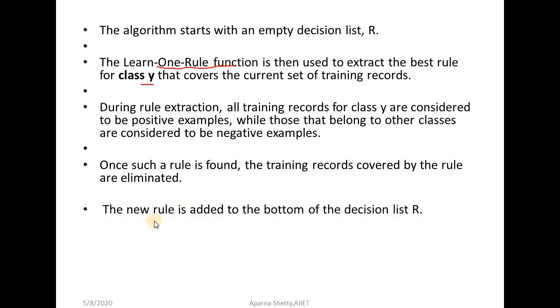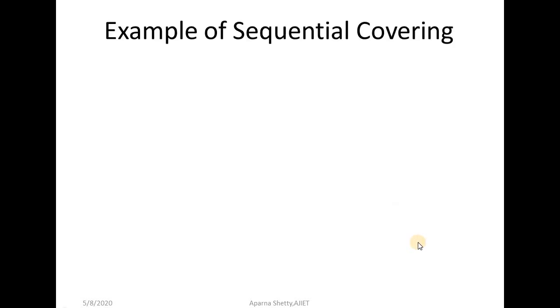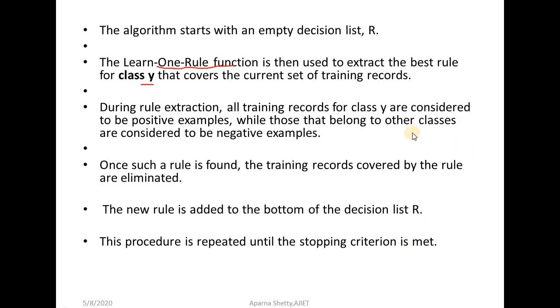After that, the new rule is added to the bottom of the decision list. This procedure is repeated until the stopping criterion is met. So this was about the sequential covering algorithm. We generate a rule, remove the records that are triggered by that rule, add that rule to the bottom of the rule list R, and continue this procedure till the stopping criterion is met.